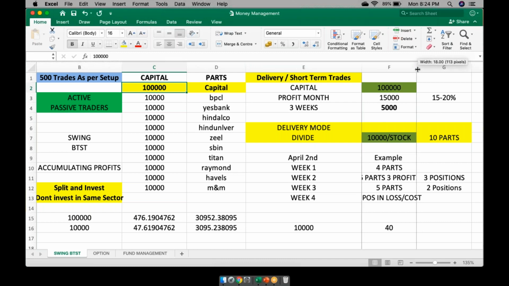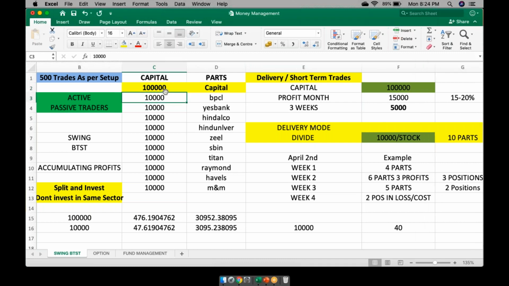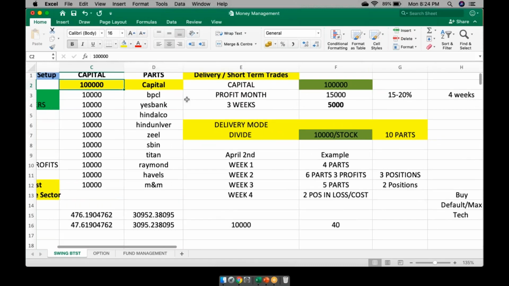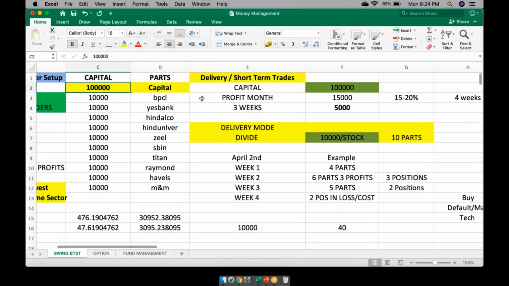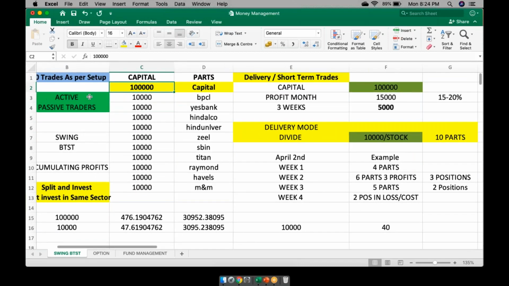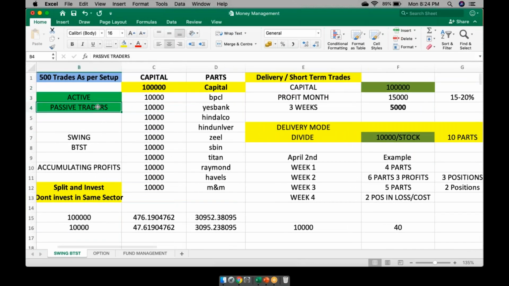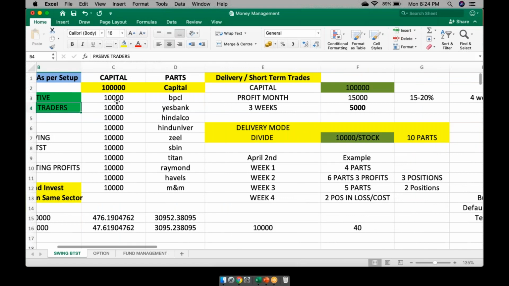Coming back, if your capital is 1 lakh rupees, divide the capital into 10 parts. It is applicable for active traders, and it is applicable for passive traders also. Buy stocks from different sectors, invest in different sectors. If your capital is 1 lakh rupees, divide into 10 parts, 10 times 10,000 rupees.